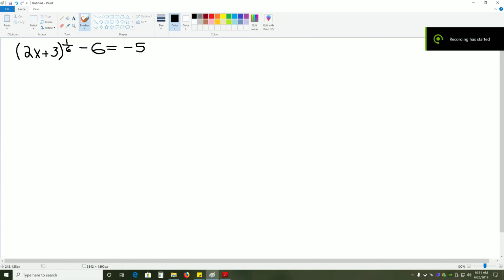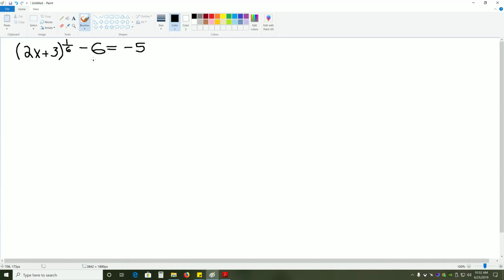For this problem, we have a rational exponent inside of an equation. So we're solving with rational exponents. We have the quantity 2x plus 3 to the 1/6 power minus 6 equals -5. This problem will solve just like any other quadratic equation that we've been solving.